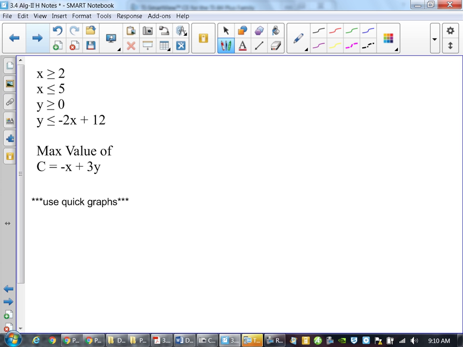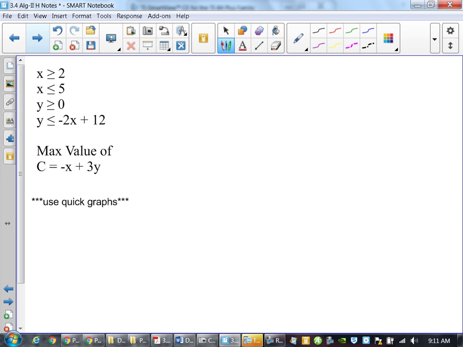This C function, where it says find the maximum value of C equals negative x plus 3y, is going to give you something to maximize. It'll give you that equation. You're trying to figure out what ordered pair creates that. So we have x is greater than 2, x is less than 5, y is greater than 0, and the equation y is less than or equal to 2x plus 12.